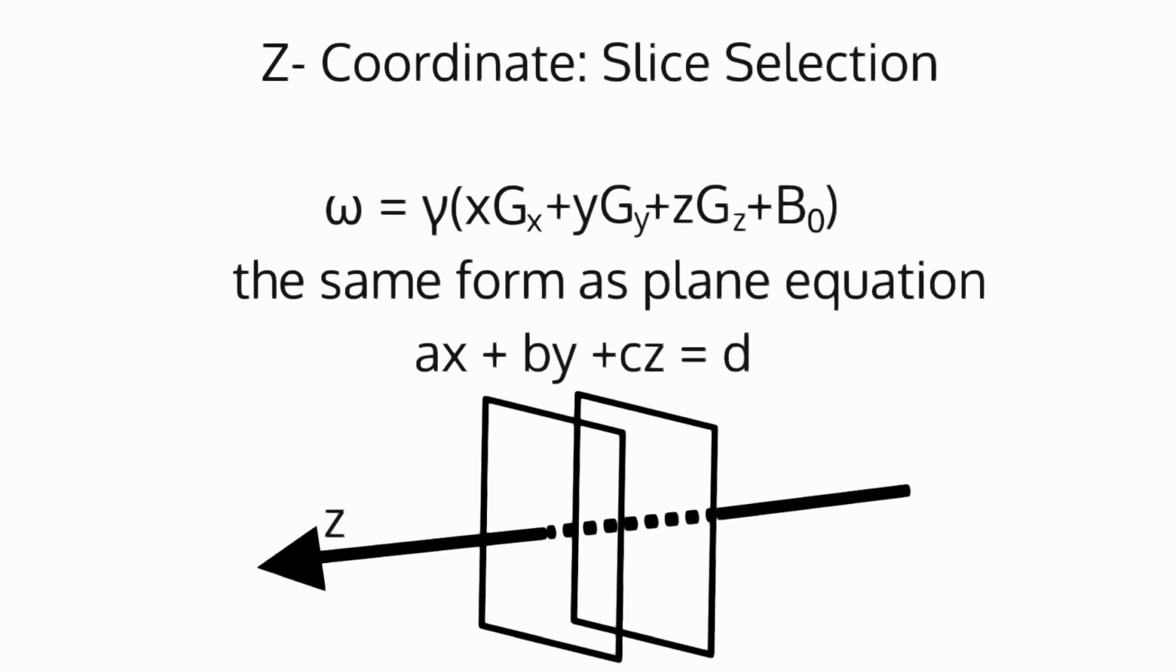For a more realistic approach, we usually vary B1 over a small range of frequencies to get a slice with finite thickness. To get different slices, we can either change the gradient of B0 or change the frequency of B1.